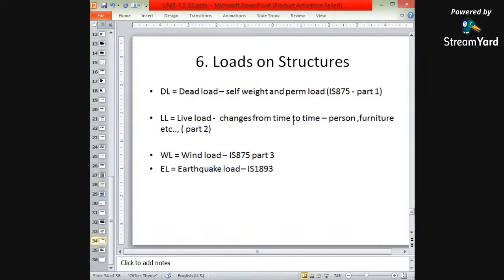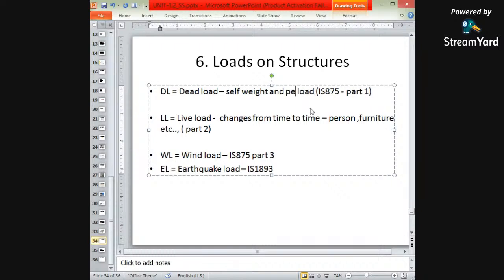What are the different types of loads considered in steel structures? Dead load, that is the sheeting and the purlin load. It is mentioned in IS 875 part 1. That is nothing but the dead load, and it takes care of the sheeting and the purlin.